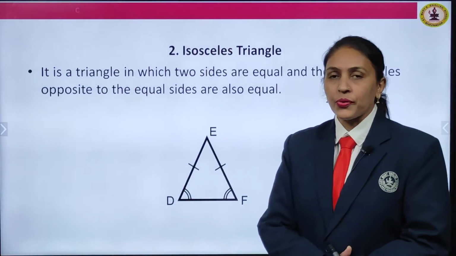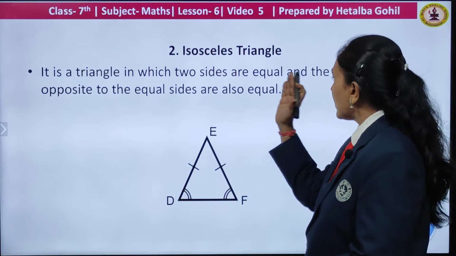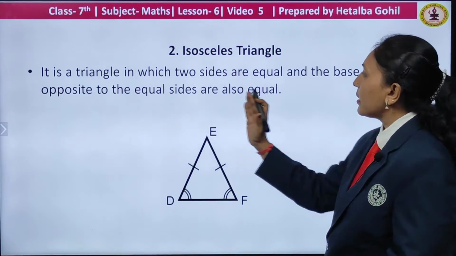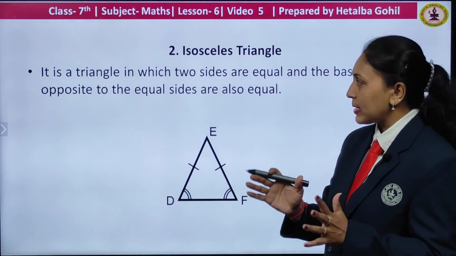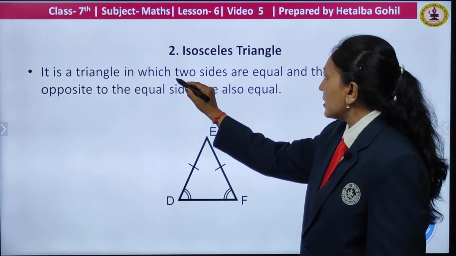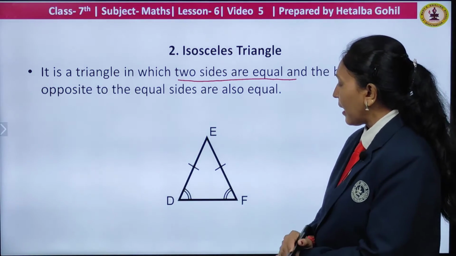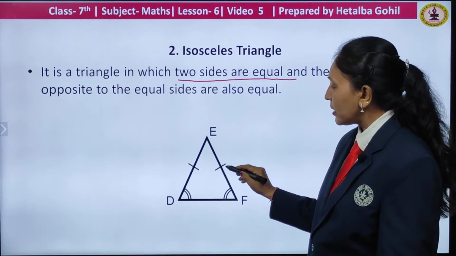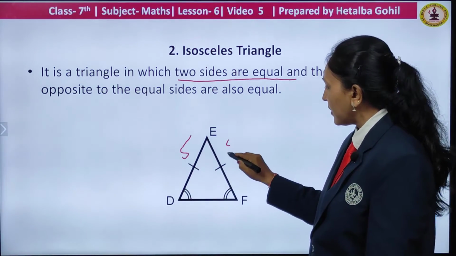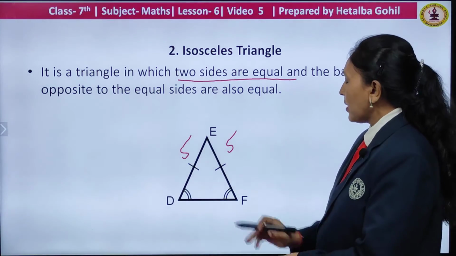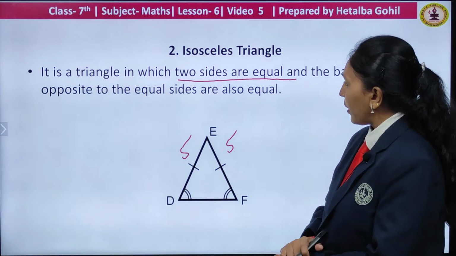Next, isosceles triangle. It is a triangle in which two sides are equal and the base angles opposite to the equal sides are also equal. Now let us understand step by step from the first. Two sides of the triangle are equal. You can see I have marked here two sides, that is ED and EF, are equal. Suppose I take it as 5, 5 just for the sake of understanding, children. So these are the two equal sides of the given triangle DEF.